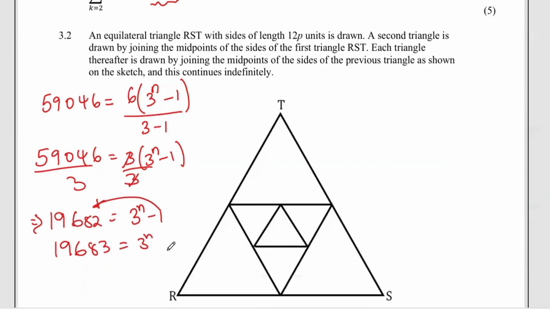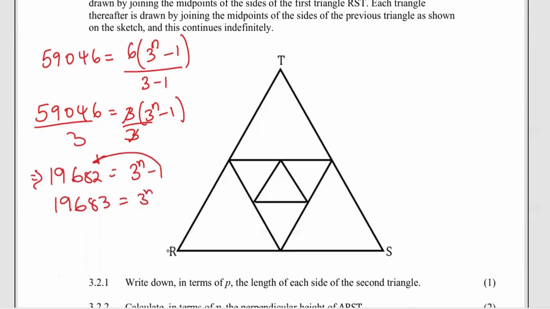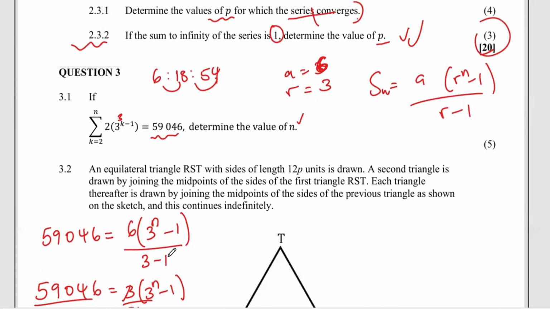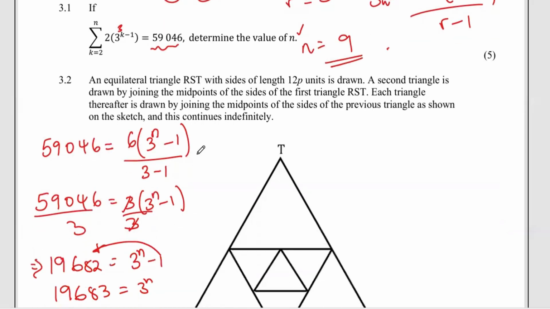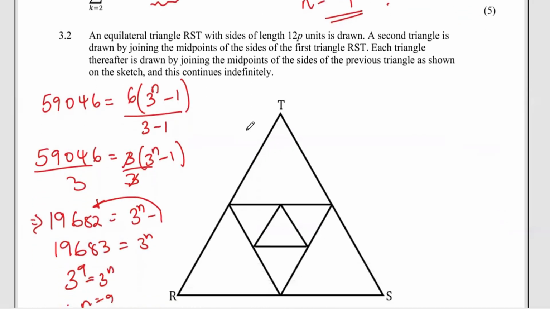19682 is equivalent to 3 to the n minus 1. Move the 1 to that side. It means it's going to be 19683 is equal to 3 to the n. Now, if we factorize this, 19683, I'm getting 3 to the 9 is equal to 3 to the n, meaning that our n must be 9. So we're dealing with just 9 terms. That's how we would have obtained the 5 marks. I know there are some people that are very good at summarizing this, but the answer should remain more or less the same.